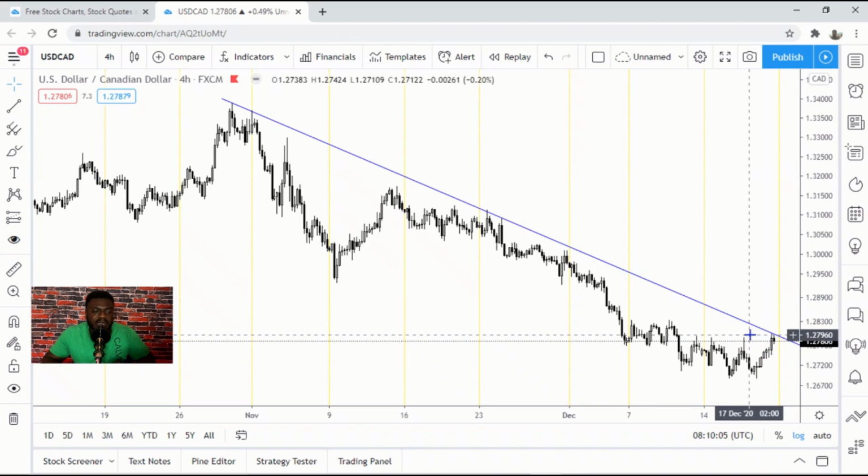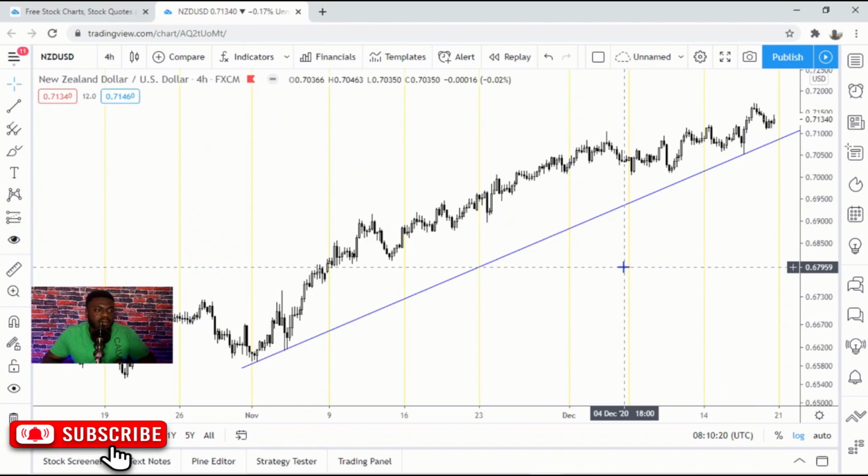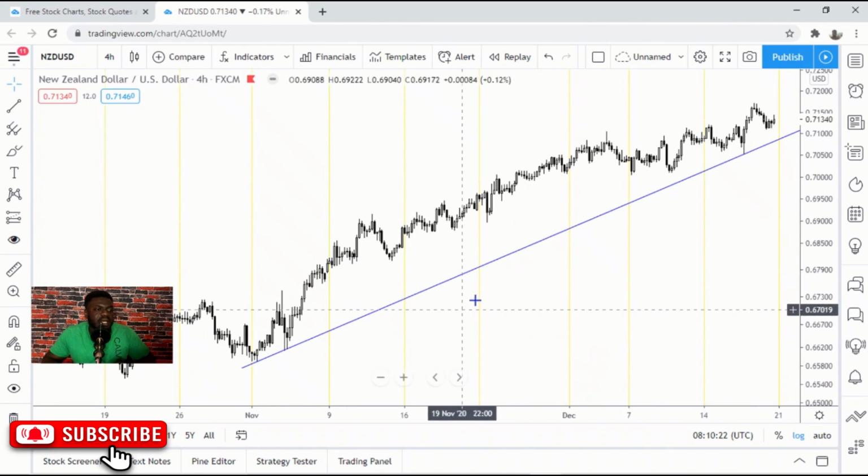But then a break above the resistance, which is the downtrend line, would render this pair bullish, and be very cautious of false breaks on the USD and the USD CAD. The next currency pair to look at on the watch list is the NZDUSD.